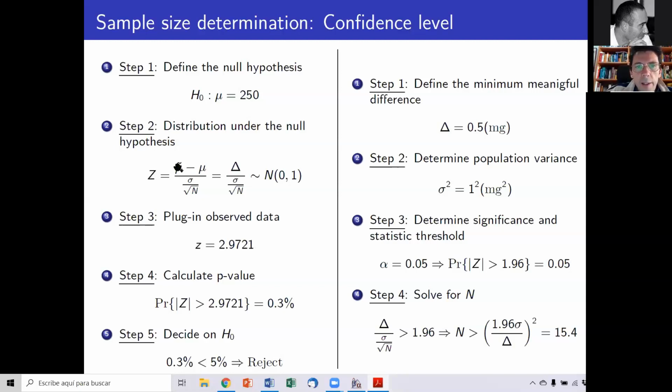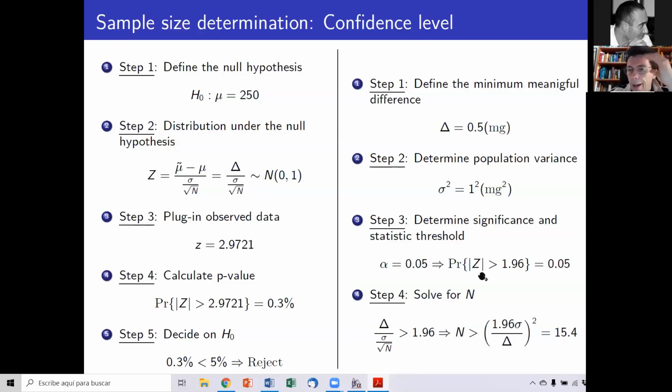So the set is the difference between your observed value and what was specified. That is the deviation between your observed value and the specified value. So this is the 0.5 milligrams that we fixed at the beginning. And the rest of the formula is known. Delta is what I want to detect, sigma is the deviation of the tablets, and n is what I want to calculate.